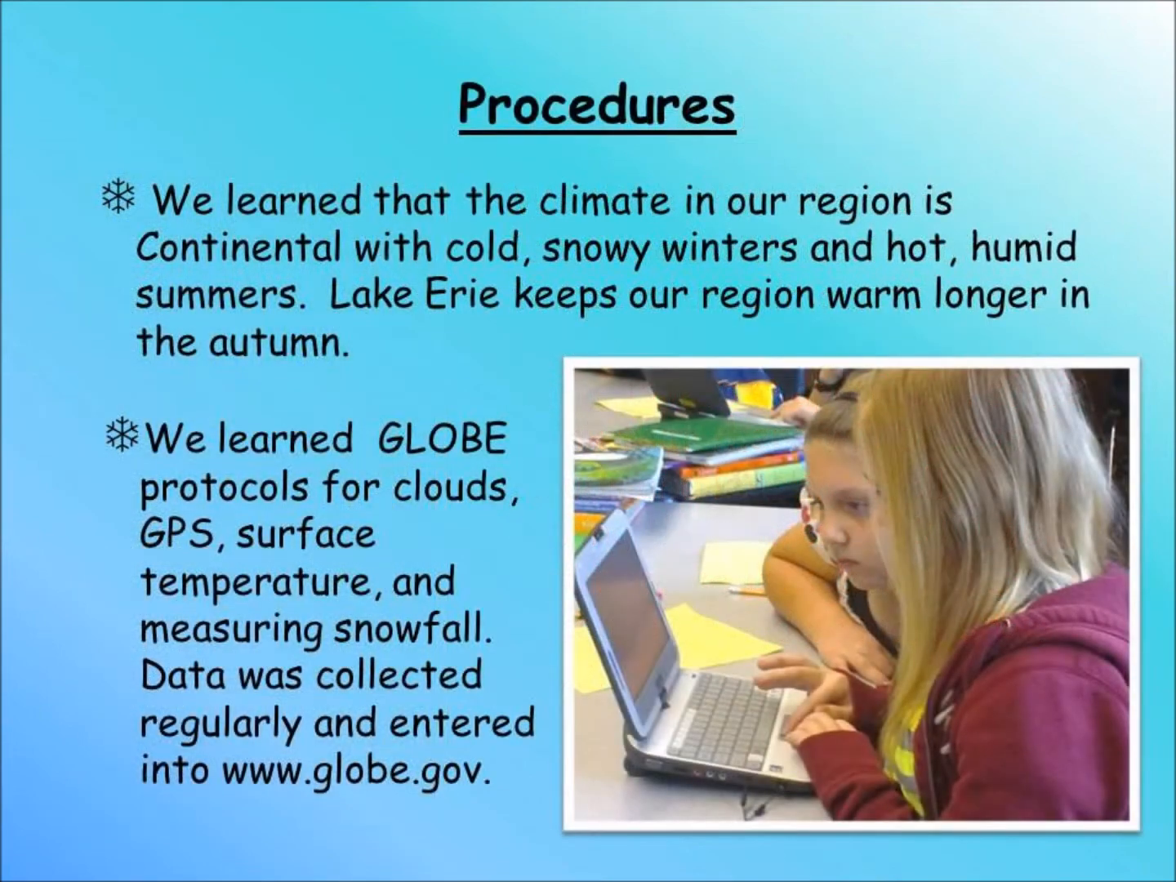The first thing we did was to learn that the climate in our region is continental with cold, snowy winters and hot, humid summers. Lake Erie keeps our region warm longer in the autumn. We learned how to do GLOBE protocols for clouds, GPS, surface temperature, and measuring snowfall. Data was collected regularly and entered into GLOBE.